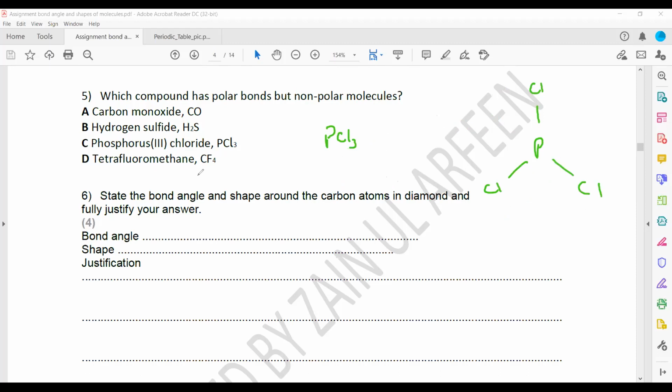But what about tetrafluoromethane, which is CF4? Fluorine is more electronegative than chlorine, so these will be partial negative, negative, negative, and carbon will be partial positive. So bonds are polar, but the overall molecule will be non-polar. That's why D is the right answer. Is it clear? Discussion.